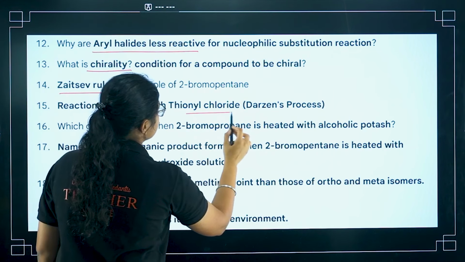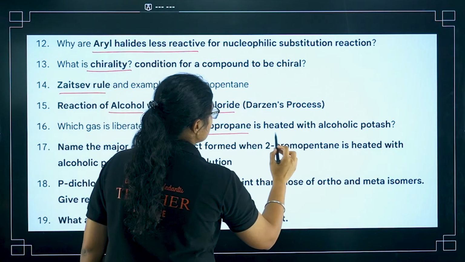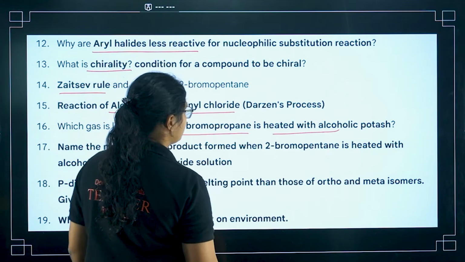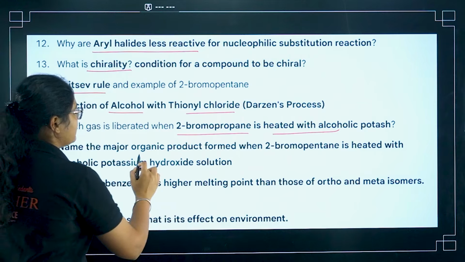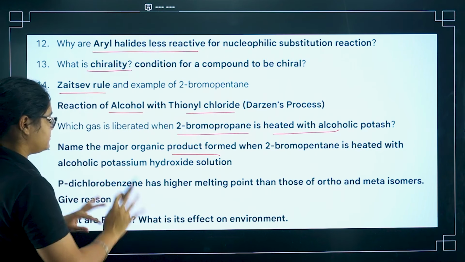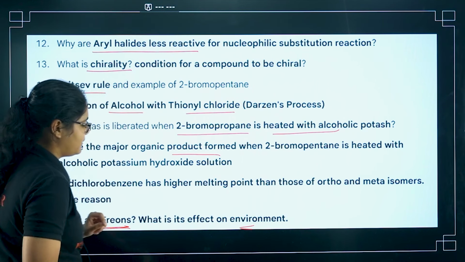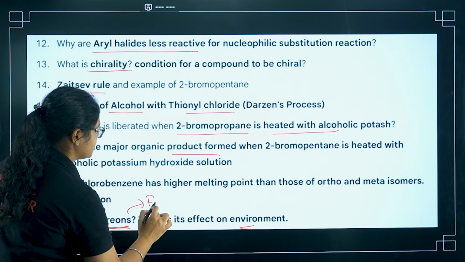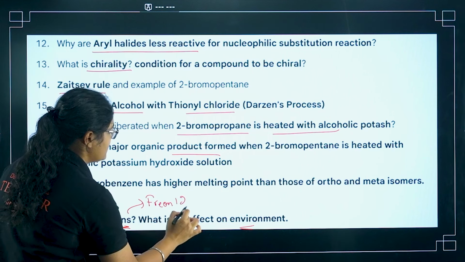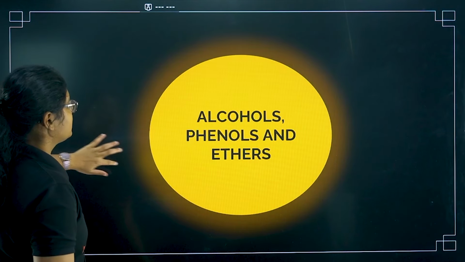Reactions of alcohols with thionyl chloride, the Dow process. Which gas is liberated when 2-bromopropane is heated with alcoholic potash? Very simple question. Major organic product formed when 2-bromopentane is treated. So this is all your reaction based questions. And Freon, which is important, and what is the effect on the environment. The Freon which is most importantly asked is Freon 12, and it is prepared from Swarts reaction. Okay, moving forward to the last chapter.